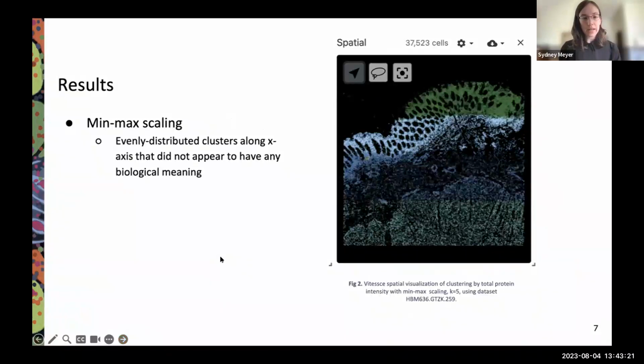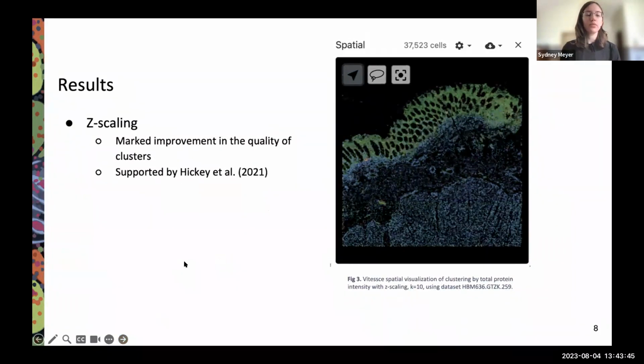Next, when we added min-max scaling to the pipeline, this resulted in these very evenly distributed clusters along the x-axis, so these stripe patterns that did not seem to be very biologically significant. It didn't seem like they were being properly grouped. So from there, we then looked at different types of scaling and found in a paper on the topic that z-scaling was largely considered to be one of the best for accuracy.